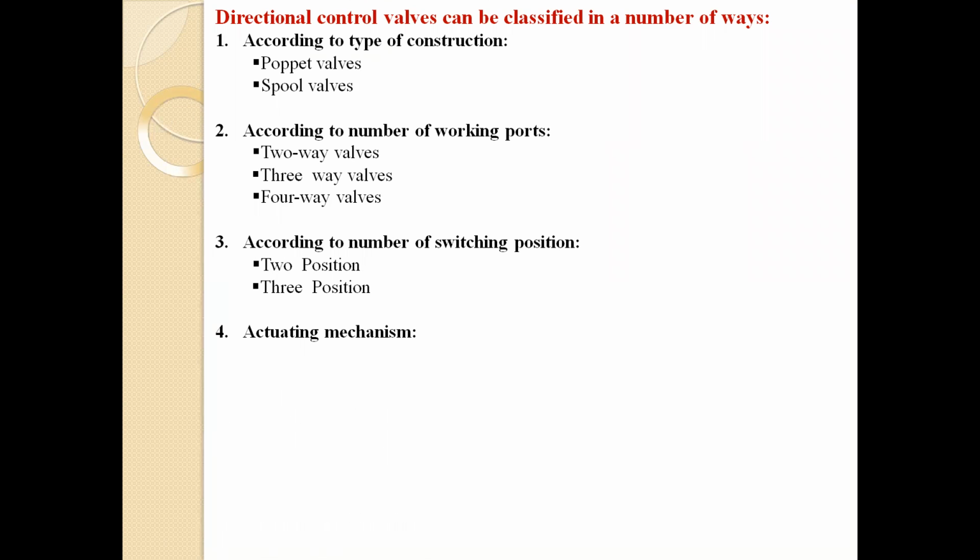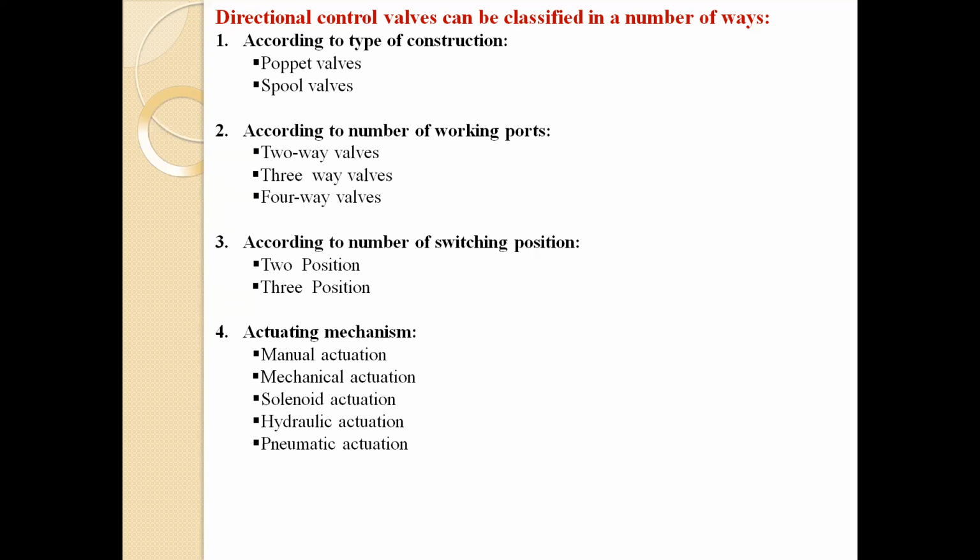The fourth one is based on actuating mechanism. If the DCV is actuated manually, then it will be called as a manual actuation. If DCV is actuated by means of spring or push button, then it will be called as mechanical actuation. If it uses a solenoid, that is electrical coils for actuation, then it will be called as a solenoid actuation. If the DCV uses high pressurized fluid to actuate, then it will be called as hydraulic actuation. Similarly, pneumatic actuation. In this case, the DCV is actuated by means of high pressure air.